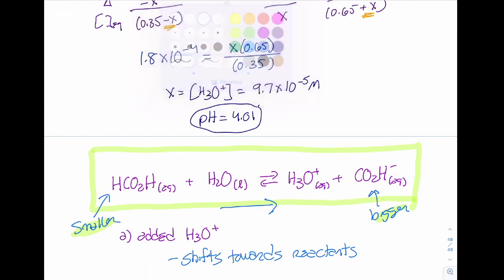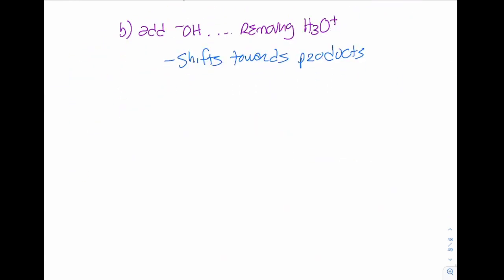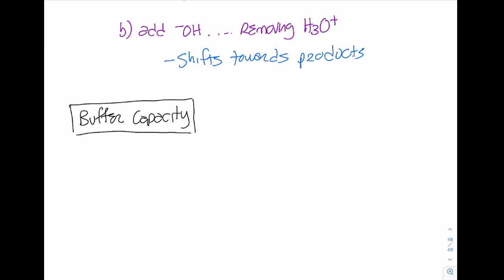One more thing that I want to talk about here is buffer capacity. So when I first gave us the definition of a buffer solution, we said it resists drastic changes when small amounts of acid or base are added. And I did say it was important that it's a small amount. If you add too much, you actually exceed the buffering capacity of your buffer, and then it no longer buffers. We can't neutralize it anymore if we've exceeded a certain amount.